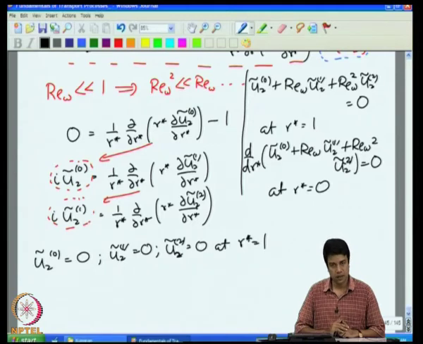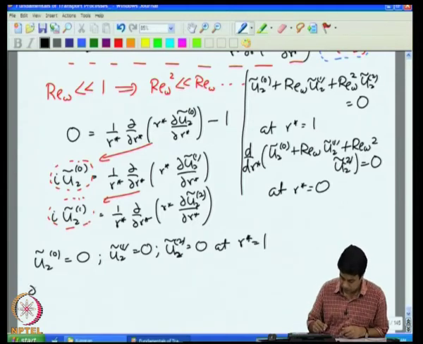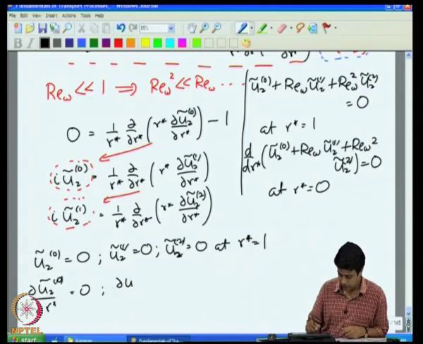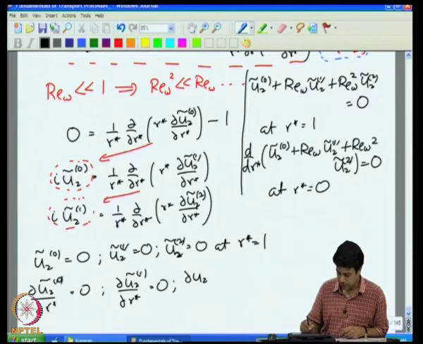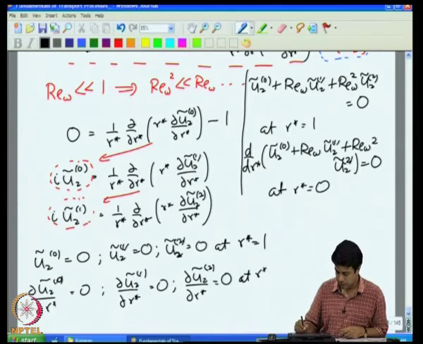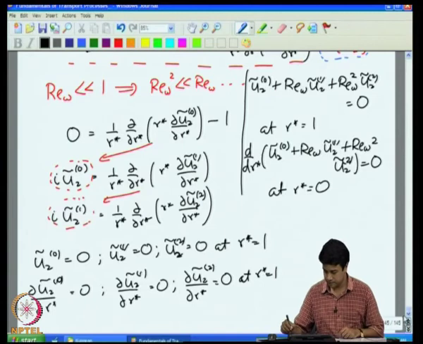And at the center, you have d u z naught by d r is equal to 0, d u z 1 by d r is equal to 0, d u z 2 by d r is equal to 0 at r star is equal to 0. So, these are the boundary conditions that can be used for solving each of these individual equations.